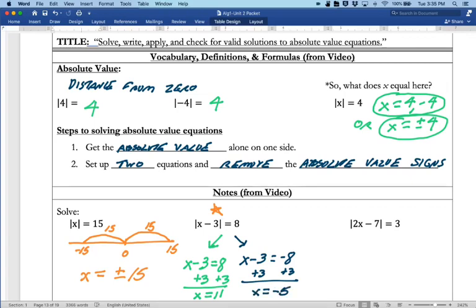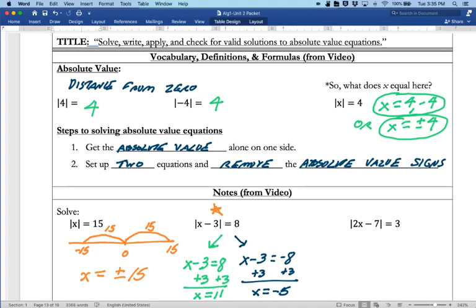Both of them are right. If we put both numbers in for x in the original equation, we're going to get 8. So the absolute value is really making something positive. Whatever's inside the absolute value will eventually become positive, okay? Distance can't be negative.